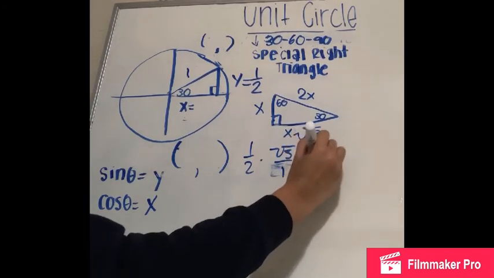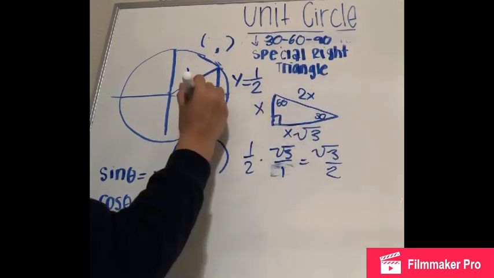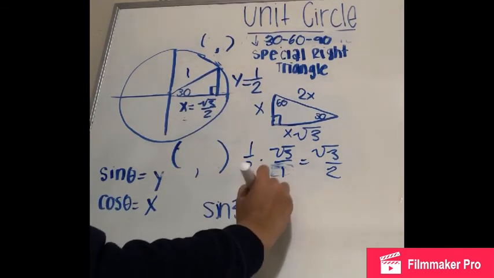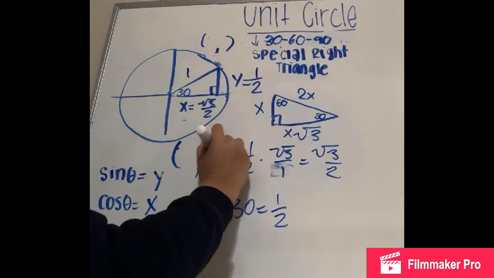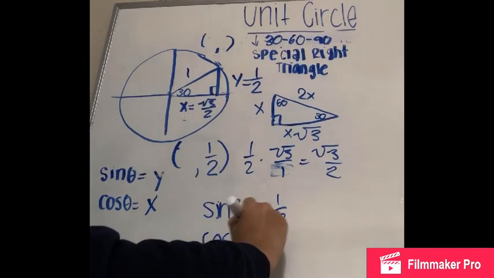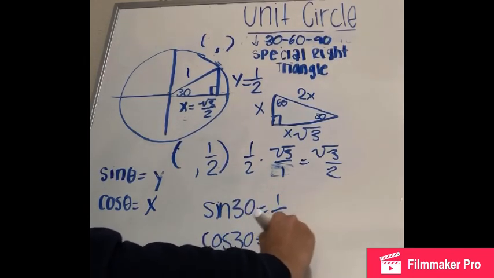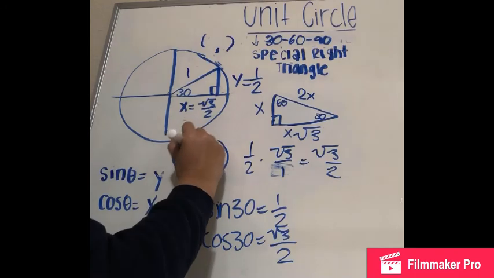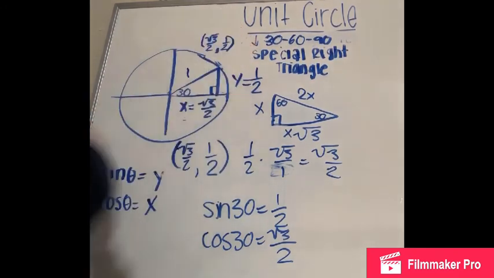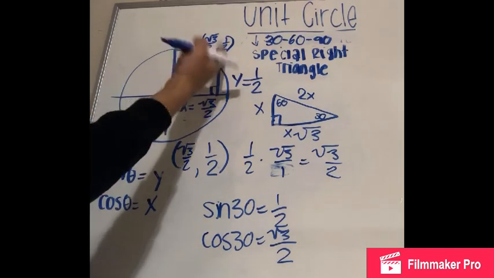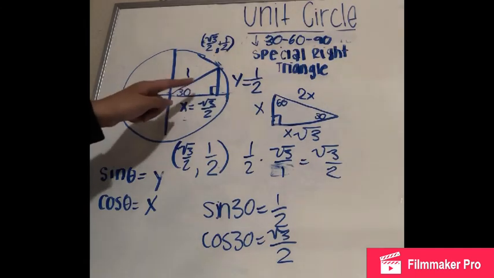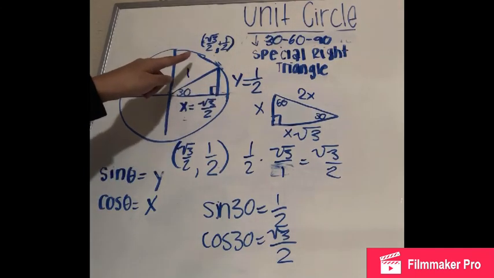Now to find the x and y coordinates, we will use trig functions. The sine of 30 is 1/2, which we know is the y value since sine of theta equals y. The cosine of 30 is radical 3 over 2, which makes the x-coordinate radical 3 over 2. In conclusion, the coordinates of angle 30 are positive radical 3 over 2, comma, positive 1/2, because 30 degrees is in between the angles 0 and 90.